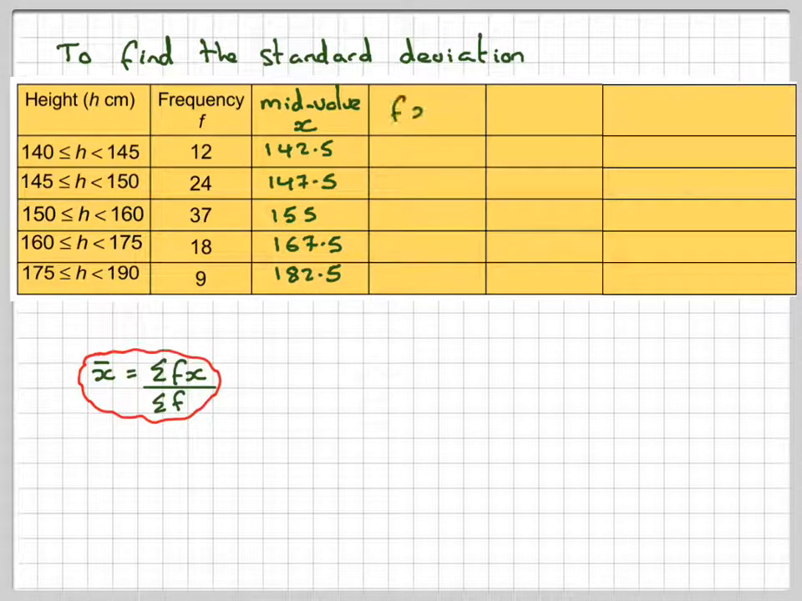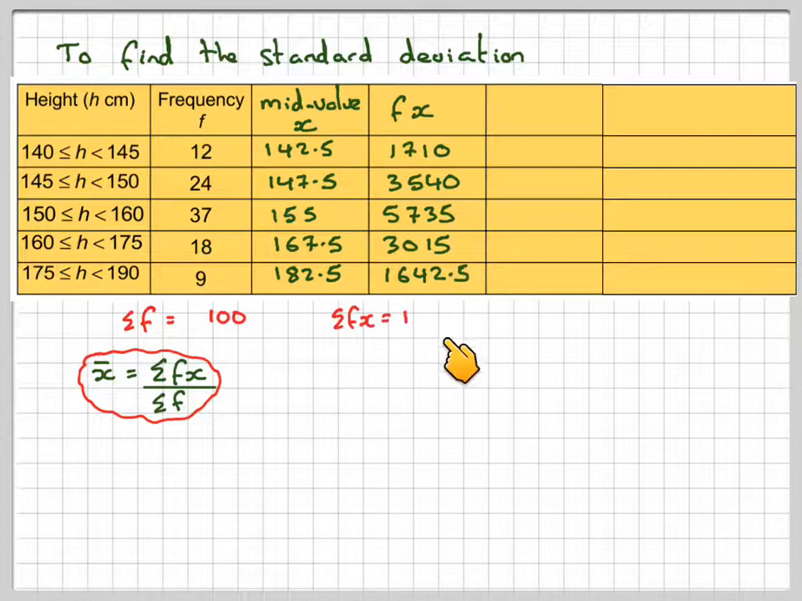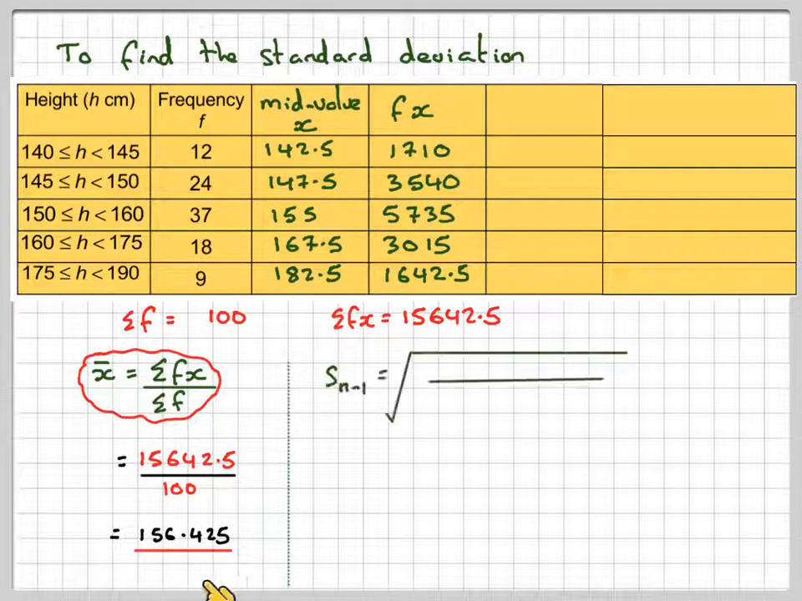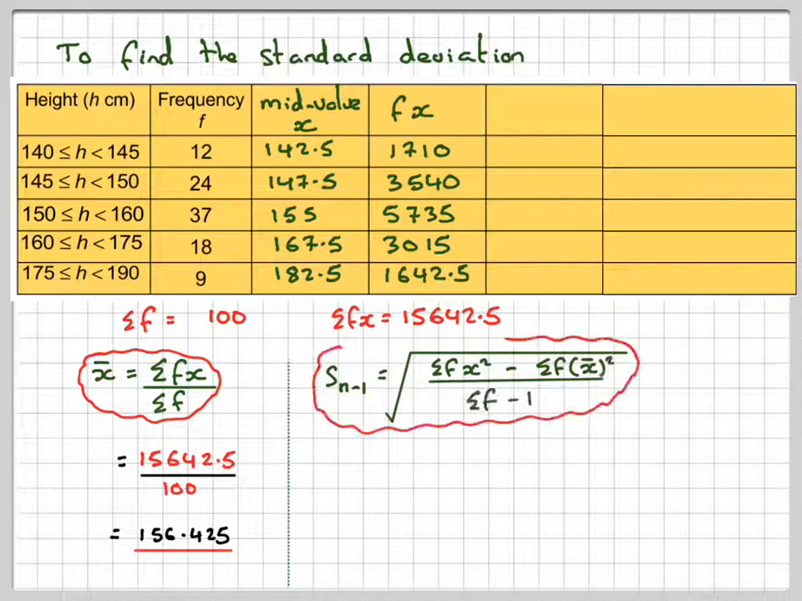Now we need to do fx, so it's 12 times 142.5, 1,710, and then so on for the other columns. We need to add this up, and add this one up because it's already 100, and then sigma fx, the sum of that column, will be 15,642.5 divided by the sum of the frequencies, which is 100, which gives me 156.425. Now does that seem like a reasonable answer? Yes, right, because it's somewhere in between these two.